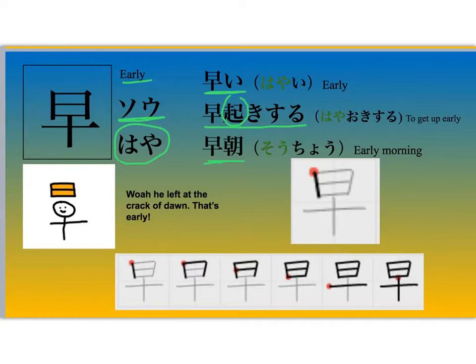Sojo is a Chinese loan word meaning early morning. So, of course, the top radical is sun. The bottom radical is ten. I don't know. The person who wrote this put, whoa, he left at the crack of dawn. That's early, so this kind of represents a person. But I think that ten works somehow. I just can't figure it out. Ten o'clock's not exactly that early. But in any case, here's the stroke order. Ichi, ni, san, shi, go, roku.